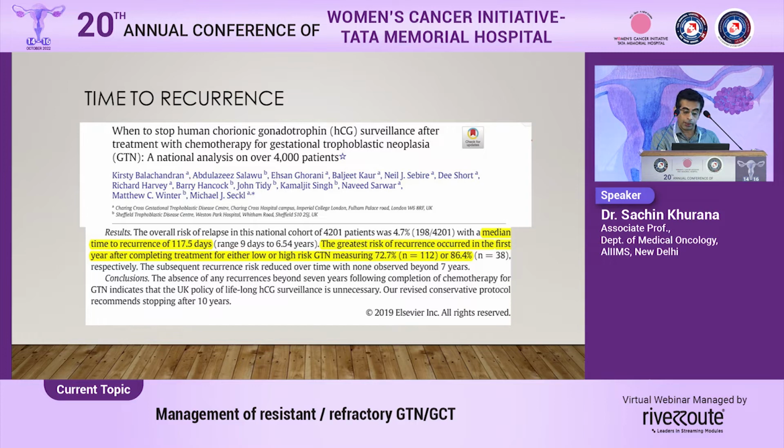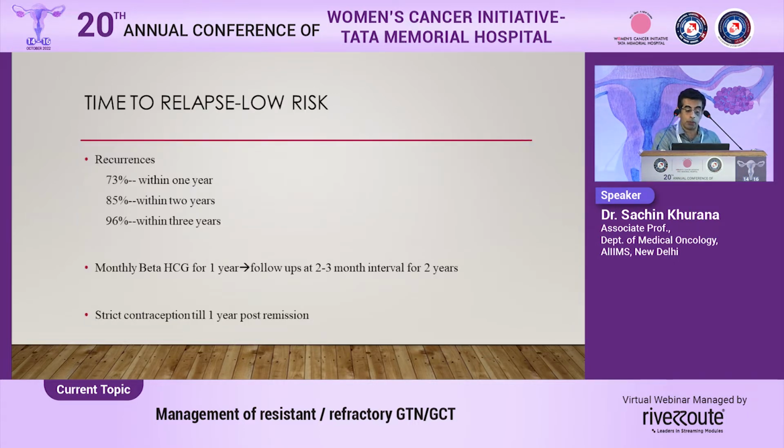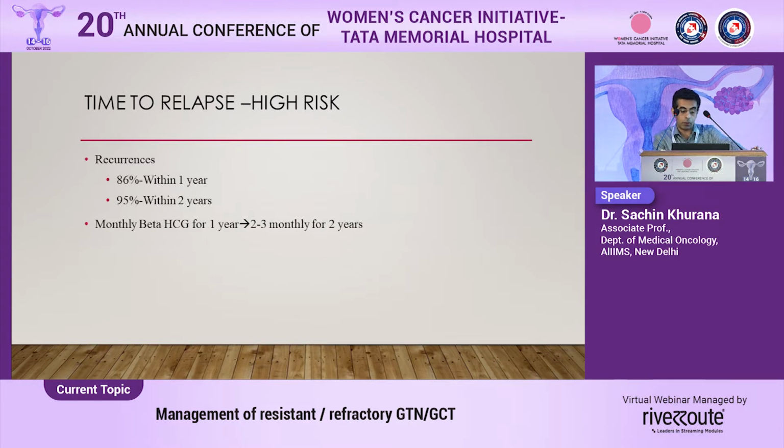And when will it recur? The median time to recurrence in this study of about 4,000 patients by Charing Cross was around 117 days, and the greatest risk of recurrence was in the first year, both for high risk as well as low risk GTN. So going by time of recurrence, the majority will relapse within the first year, and 96% will relapse within 3 years, and that's why we have the monitoring plan as outlined here. For high risk also, the majority will relapse in 1 year and 95% will relapse in 2 years.